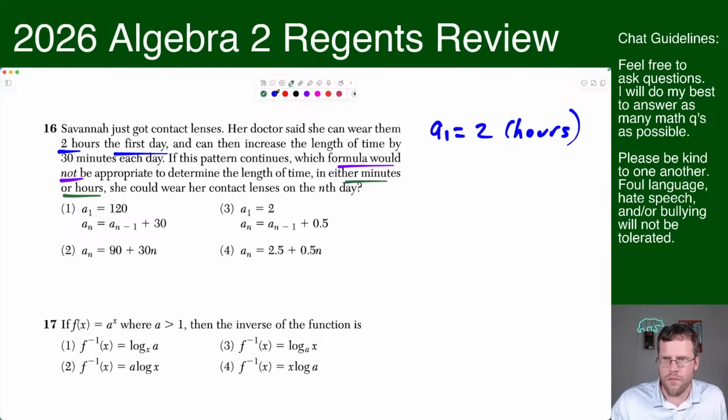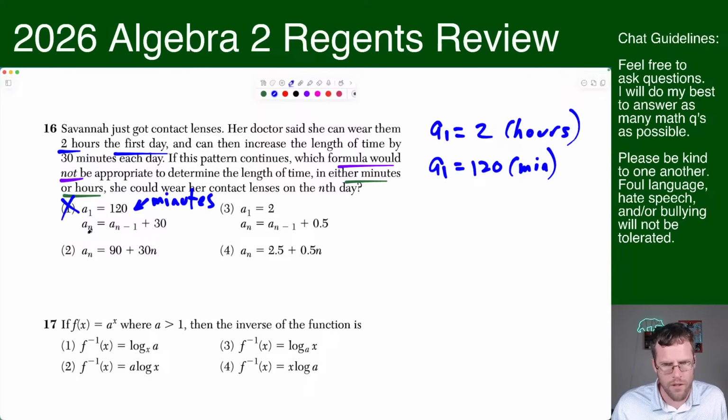So this one here is in minutes. 120 minutes equals 2 hours. And this means the first day is 120 minutes. So A1 is 120 minutes. And then plus 30 minutes each day after that. So this means the previous day plus 30. So this one works. We want the one that doesn't work.